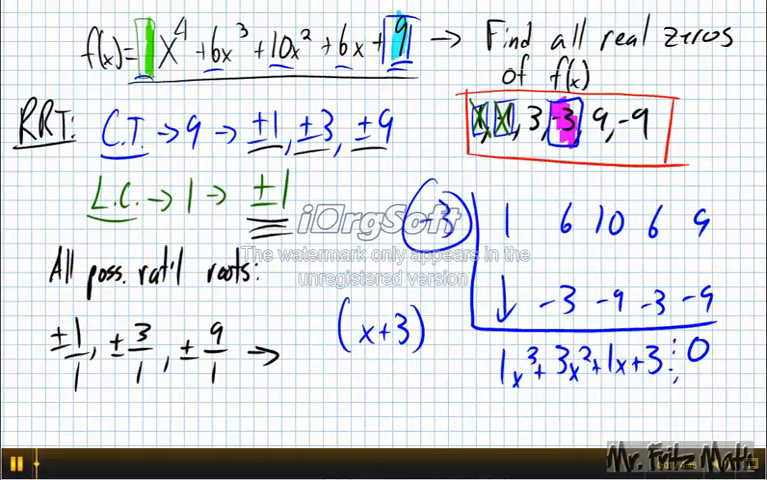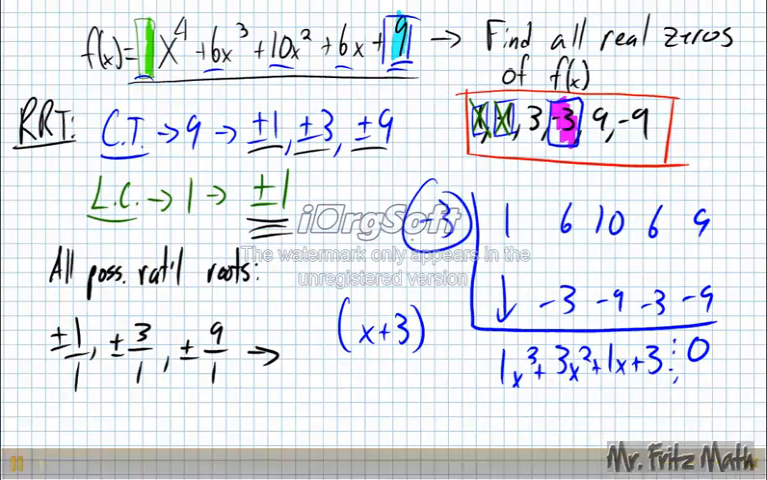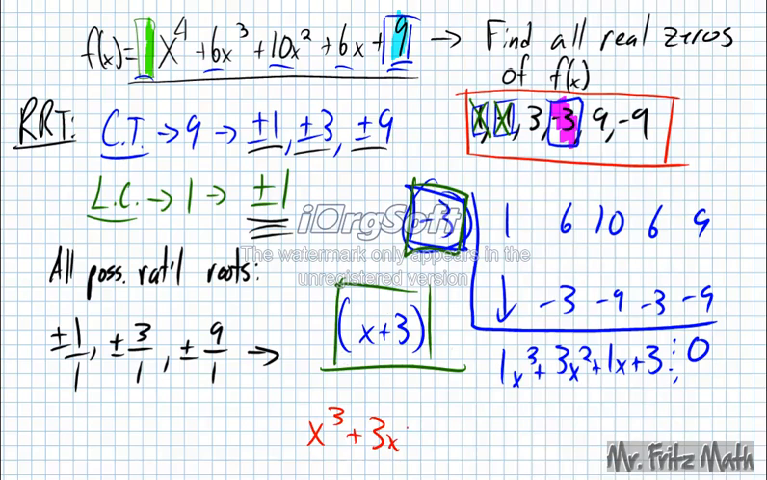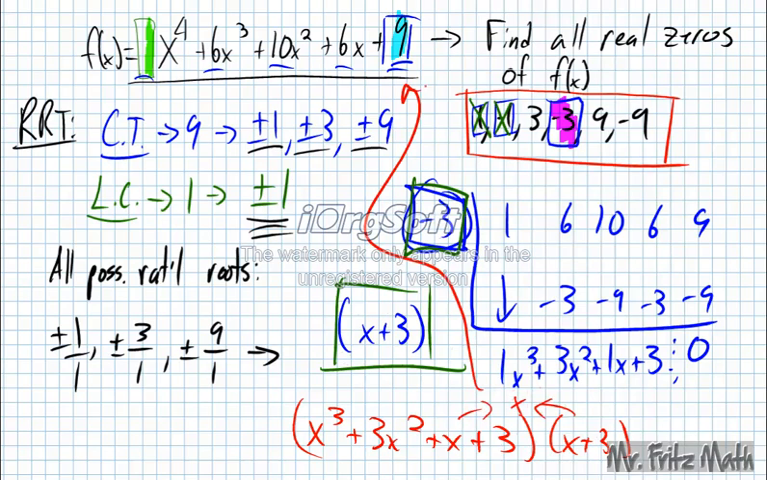Alright, so continuing on from the last video, I found that -3 is one of my roots, which means that x plus 3 is one of my factors. And I also found that I have the polynomial x cubed plus 3x squared plus x plus 3 left when I divide by this x plus 3. So these two factors being multiplied together should give me my original polynomial, and it will.